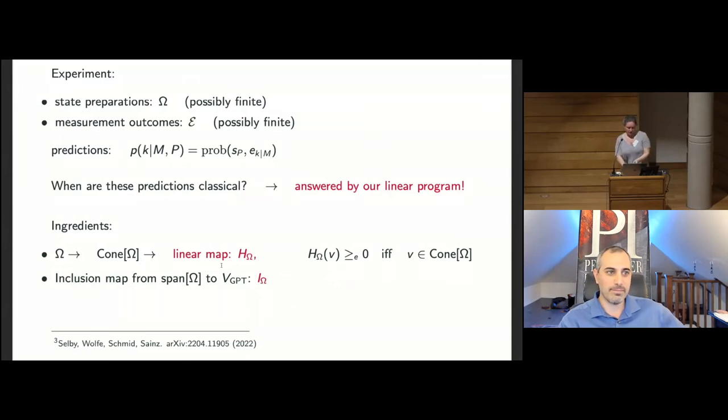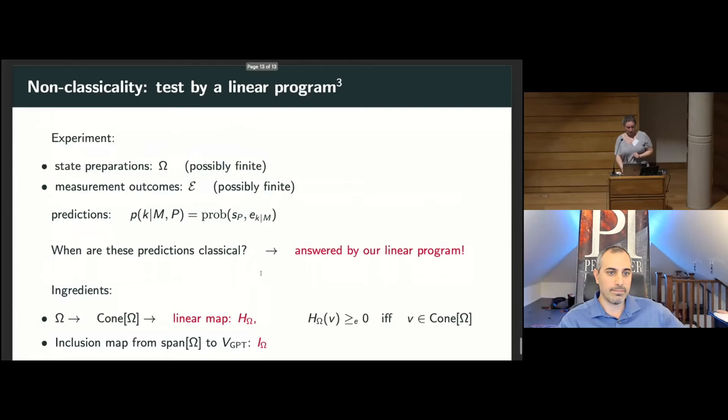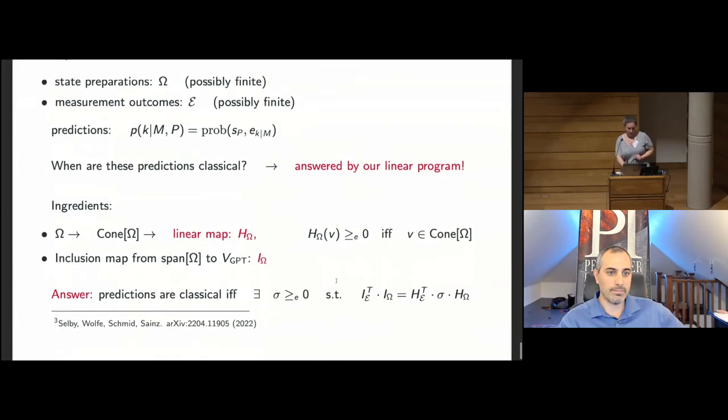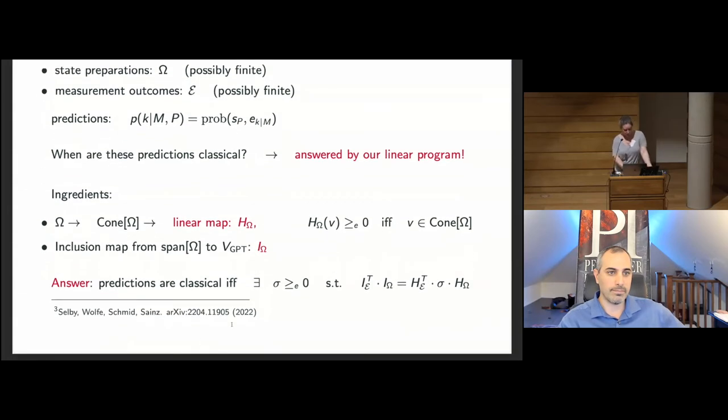And this is something that I told you about for the set omega, but you also need to define exactly the same thing for the set E of effects. At the end of the day, the program says the predictions are classical if you can find a matrix of non-negative entries such that this relation is satisfied. Here we have only matrices that are computed from the set of states and set of effects that we have access to in our experiment. And the linear program checks if there is a way to satisfy this mathematical relation.